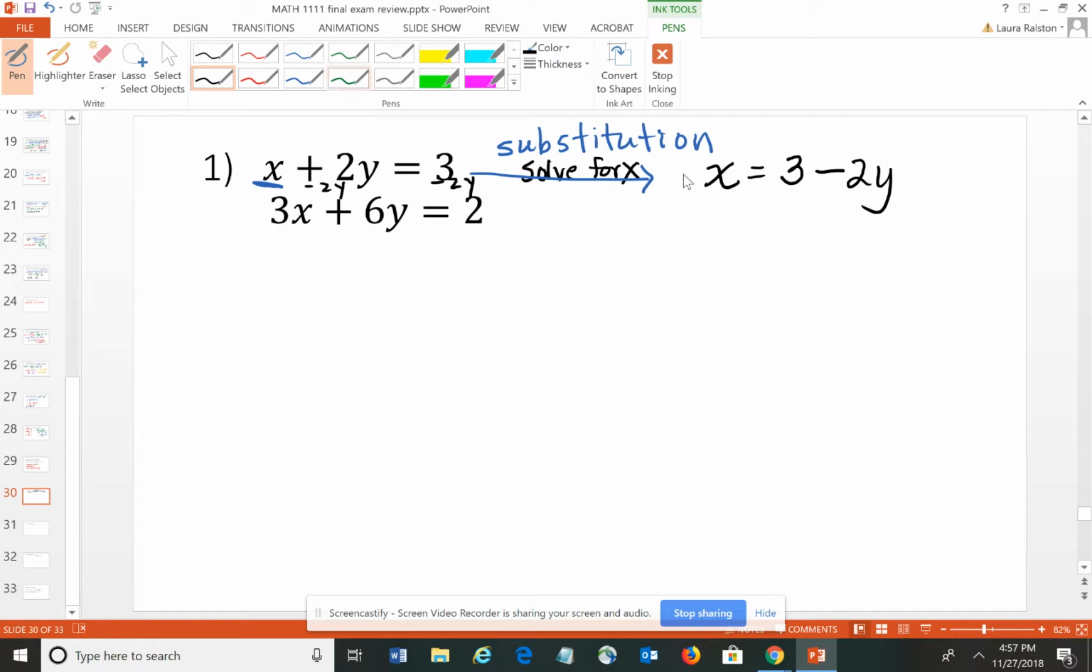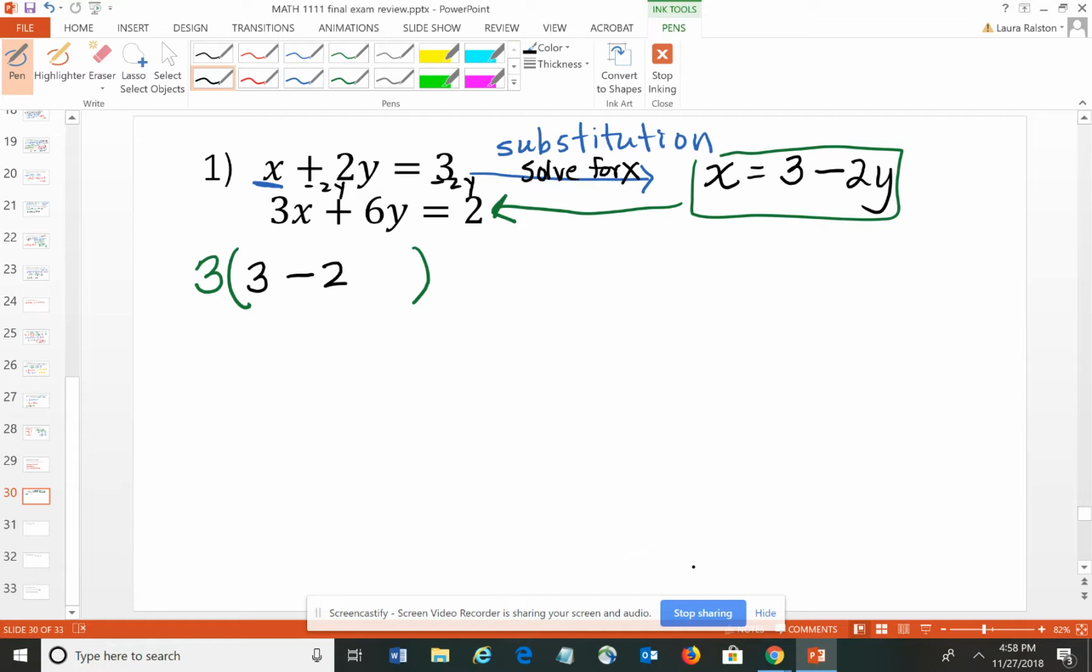And then I'm going to take that answer and substitute it, hence the name, into the other equation wherever there is an x. So I would have 3 times, and in place of x, I'm going to put 3 minus 2y. And then we still have plus 6y equals 2. Now I have it all in terms of y, and I'm going to try to solve.